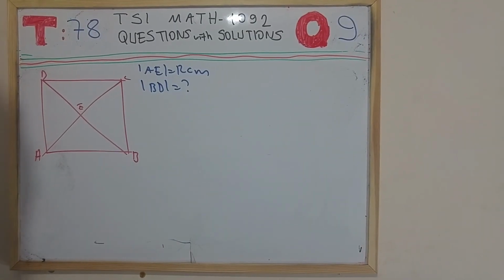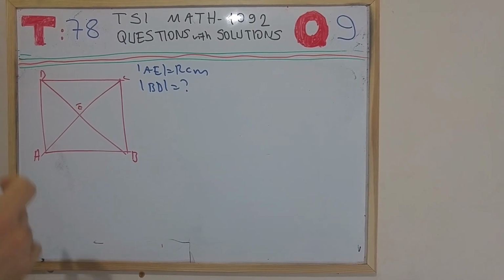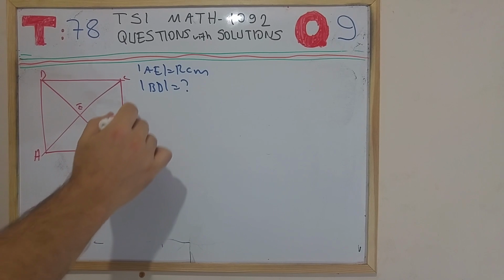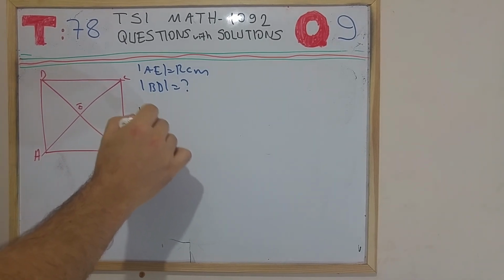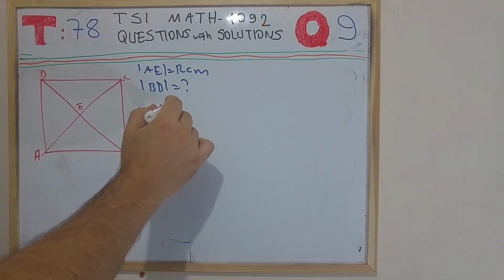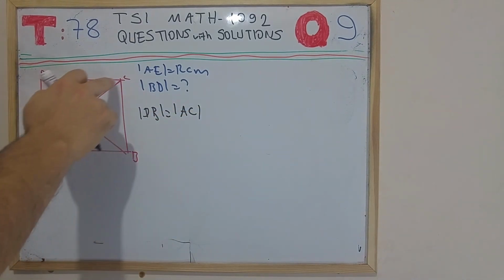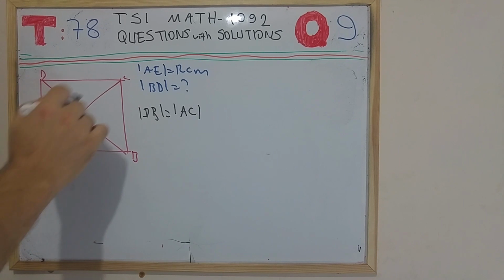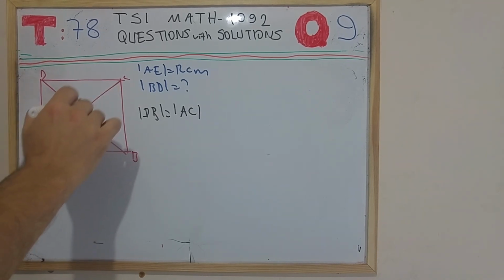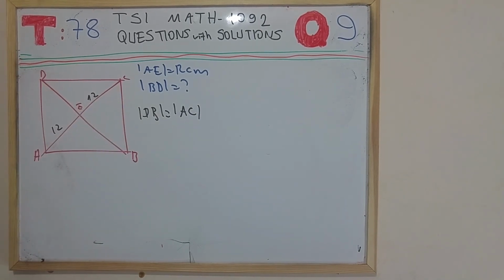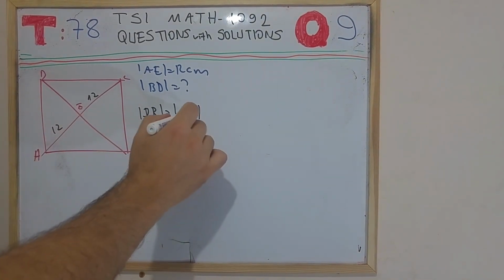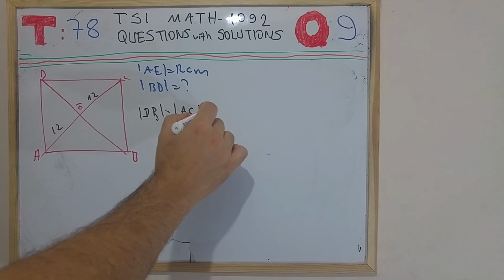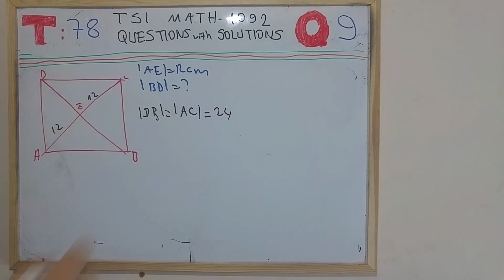We have a square here, therefore the diagonals have equal length. So DB is equal to AC. DB or BD is equal to AC. And E here is the midpoint of AC. So if AE is equal to 12, EC must be equal to 12 too. And AC will be equal to 12 plus 12, which will be equal to 24.